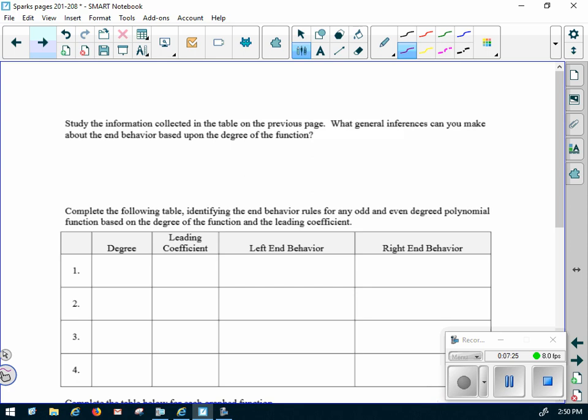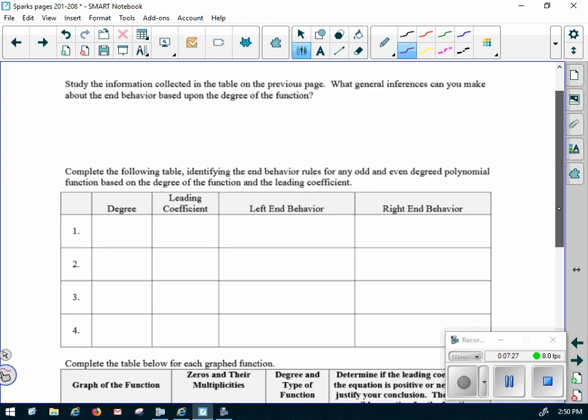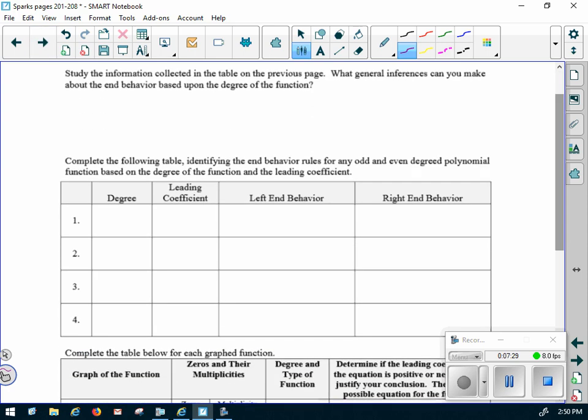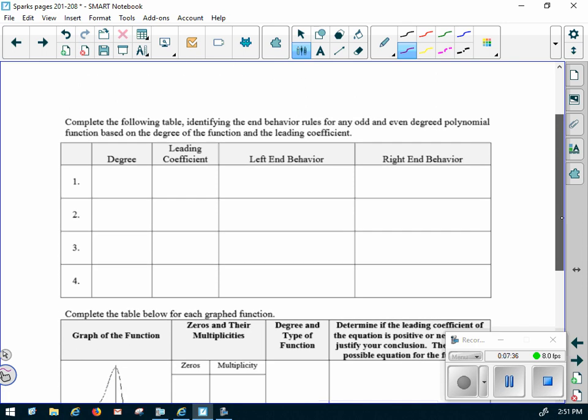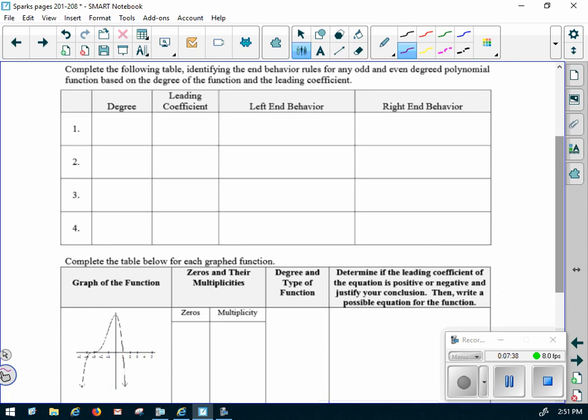Study the information collected in the table on the previous page. Well, we didn't do too much of it. What general inferences can you make about the end behavior based on the degree of a function? All right. Here's what we got to do. Even degree, positive leading coefficient. Even degree, negative leading coefficient. Odd and positive. Odd and negative. That's what we got to do.